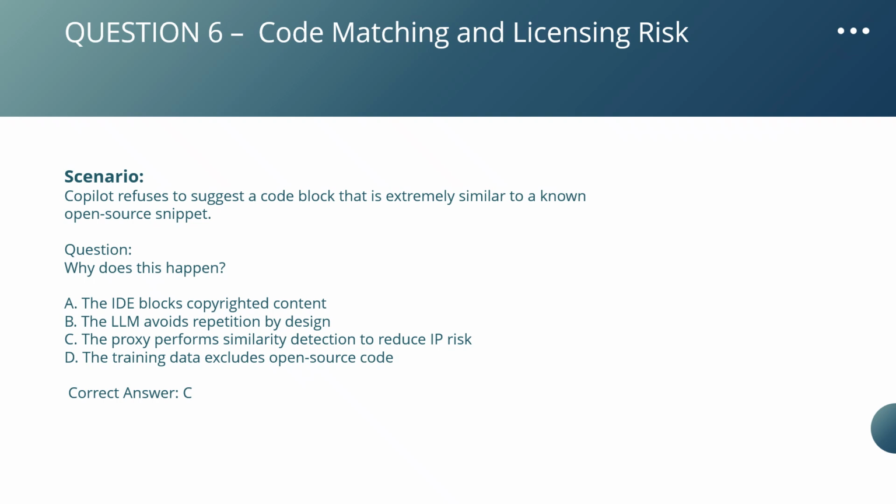Question 6: code matching and licensing risk. Scenario: Copilot refuses to suggest a code block that is extremely similar to a known open source snippet. Question: why does this happen? A. The IDE blocks copyrighted content. B. The LLM avoids repetition by design. C. The proxy performs similarity detection to reduce IP risk. D. The training data excludes open source code. Correct answer, C.